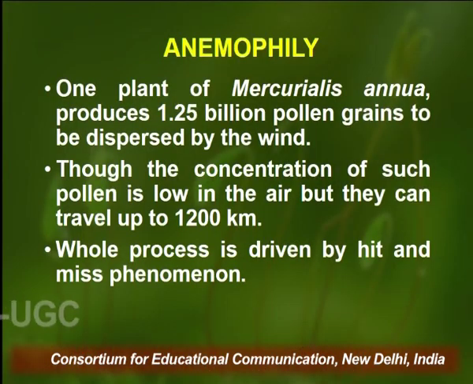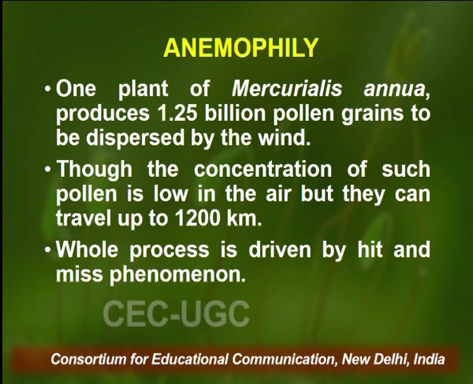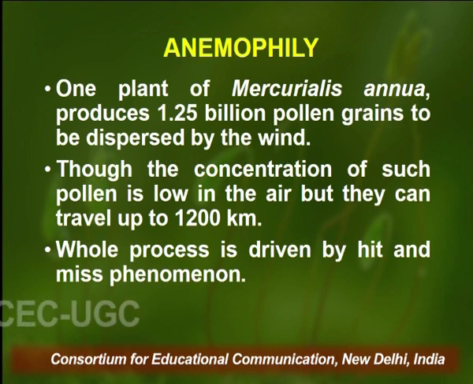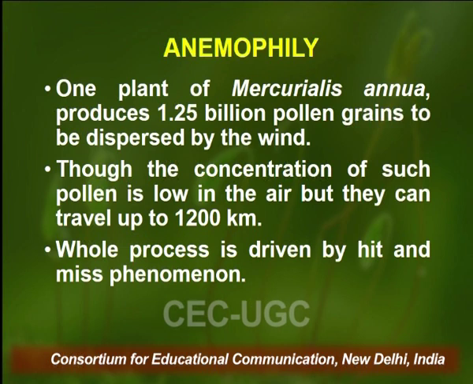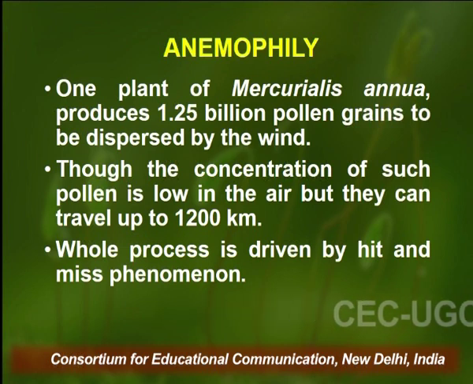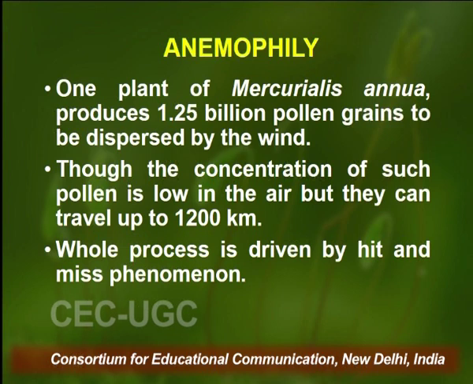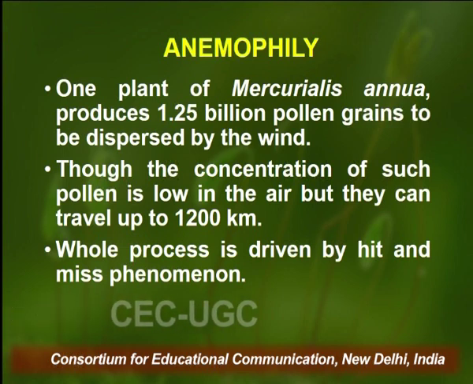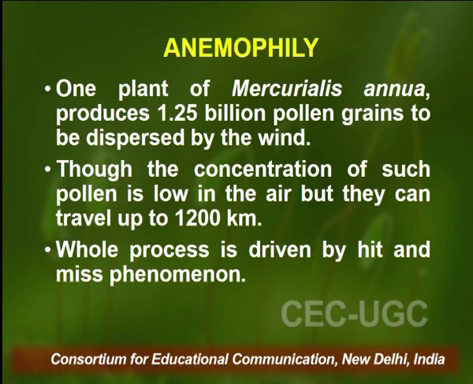Mercurialis annua is one of the wind pollinated species which produces 1.25 billion pollen grains, because there is no direction to the movement of pollen grains, hence the plant has to produce huge quantities of pollen. Though the concentration of such pollen is low in air, they have the ability to travel long distances, up to 1200 kilometers. Now, the whole process of wind pollination is driven by hit and miss processes, like there is no certainty of pollination taking place.